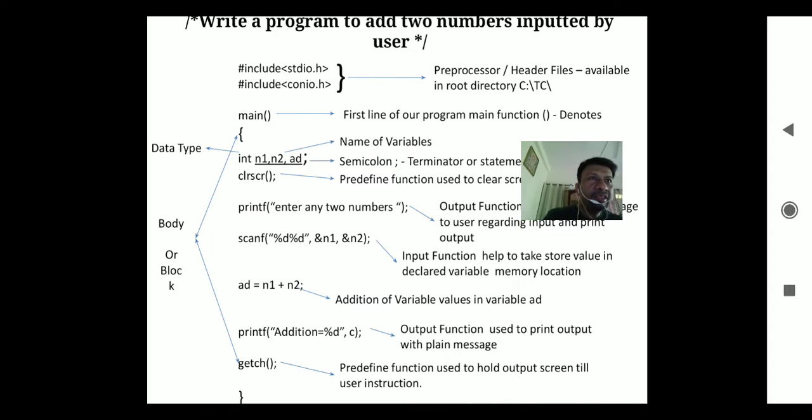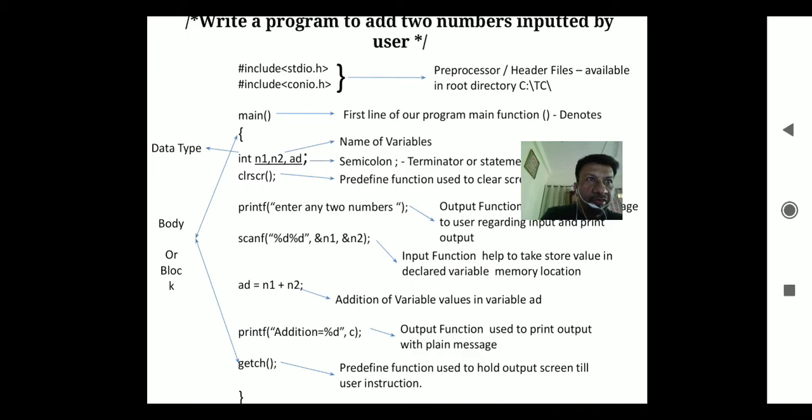Then we have to process these two numbers into addition, so we use variable ad, that is integer type. So we write ad equals n1 plus n2, that is addition of variables, and assign this value to the variable ad. This line is known as the process of this addition of two numbers. After this line, the output is ready, we have to display that.